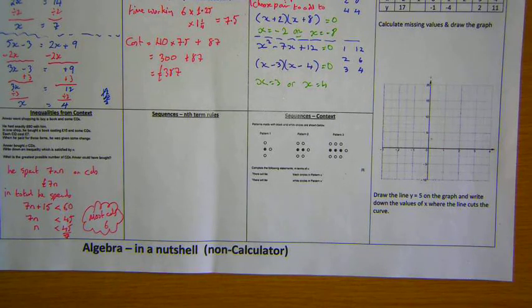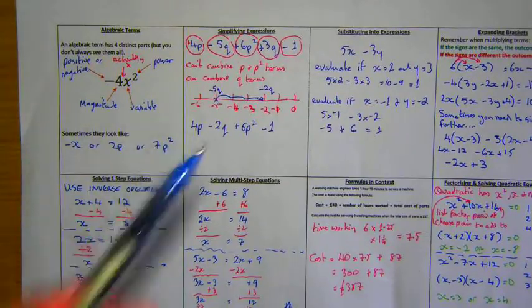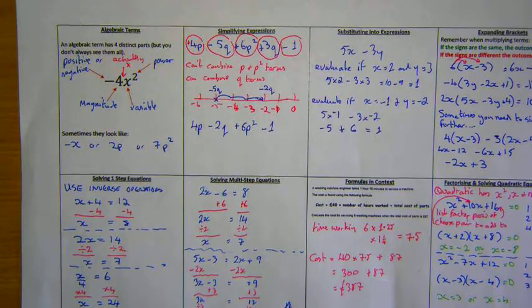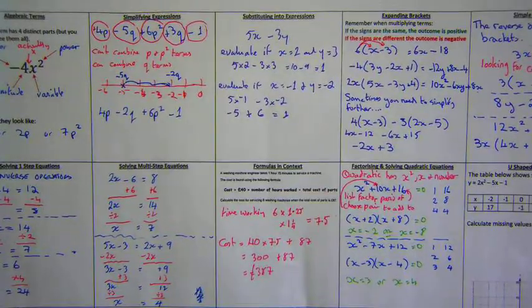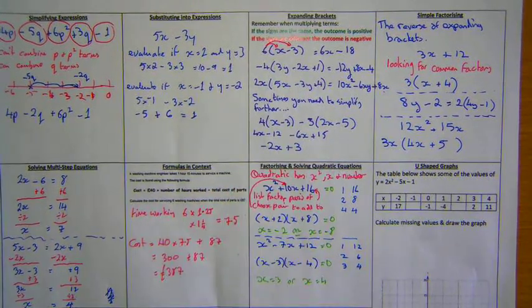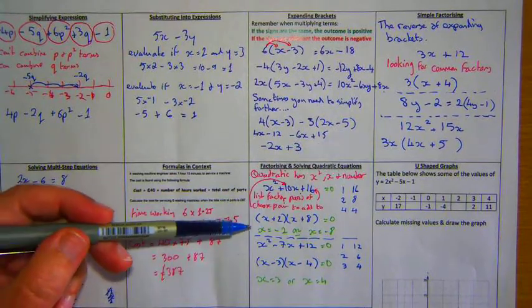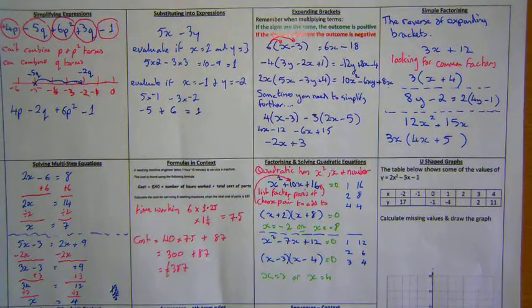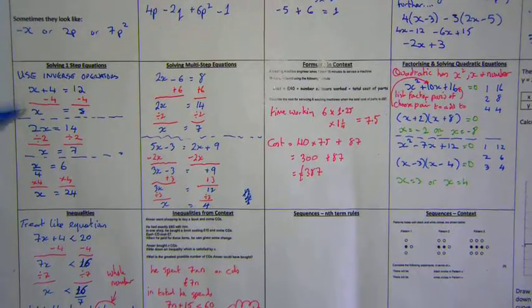Right, let's just finish off this algebra nutshell then. So we've gone through algebraic terms, simplifying, substituting into them, dealing with brackets, whether it's getting rid of brackets or creating brackets with factorization. From there we moved to quadratics and we looked at how to factorize quadratics. Then we moved to equations. We went from single step to multi-step to inequalities to in context.